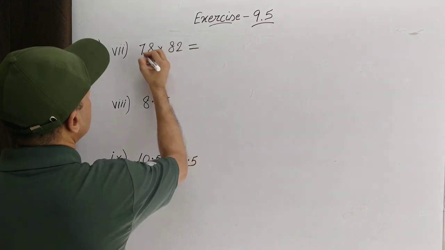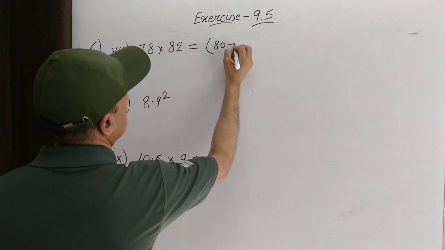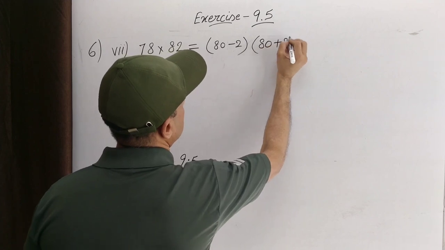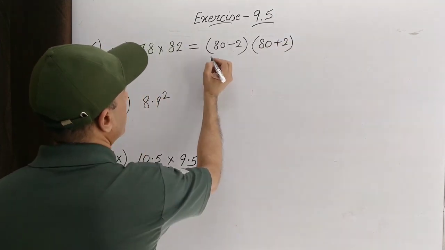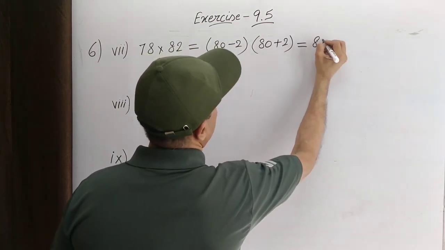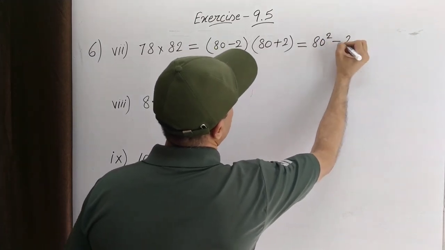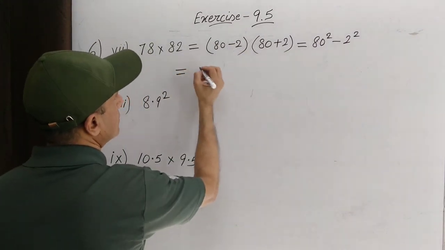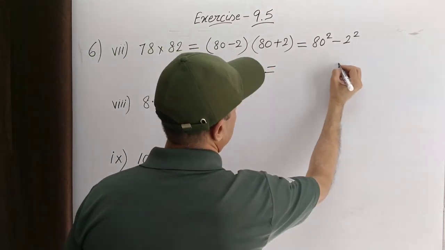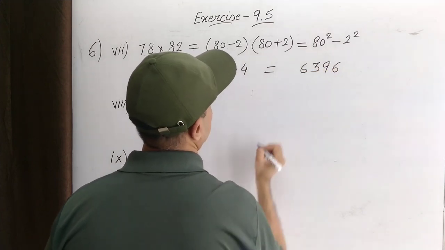So we can write 78 as 80 minus 2 into 82 as 80 plus 2. So we have this as A minus B into A plus B. So we have here A square, 80 square, minus B square, that is 2 square. So we have the value as 6400 minus 4. So this is equal to 6,396.